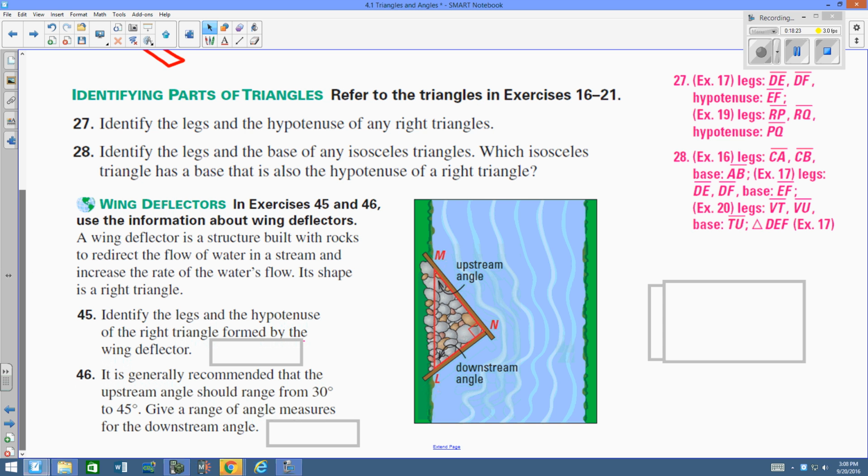All right. Number 45. Identify the legs and the hypotenuse of the right triangle formed by the wing deflector. All right, so we have this diagram here. We have a 90-degree angle here, so MN would be one of the legs, and NL would be the other, and then the hypotenuse would be across from it, which would be ML.